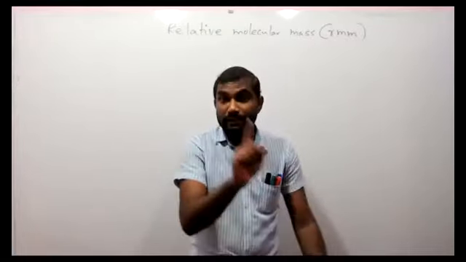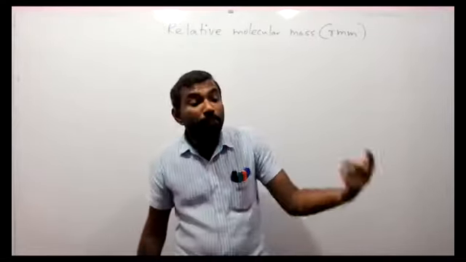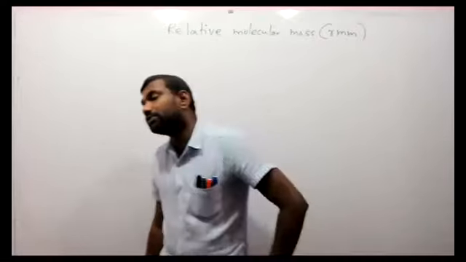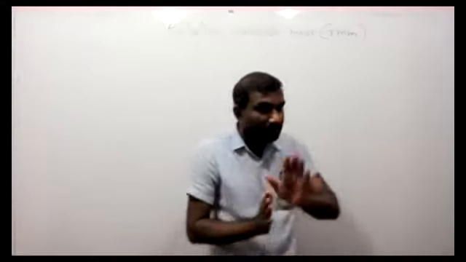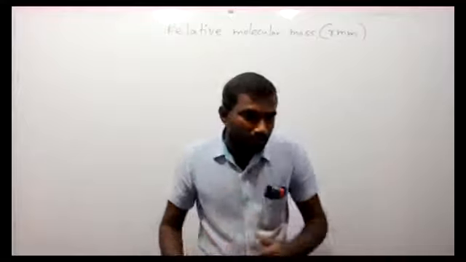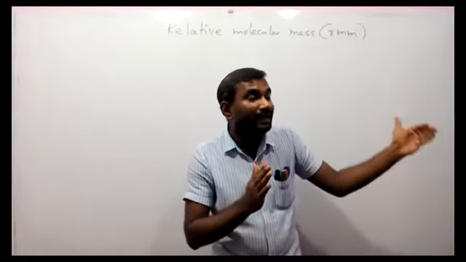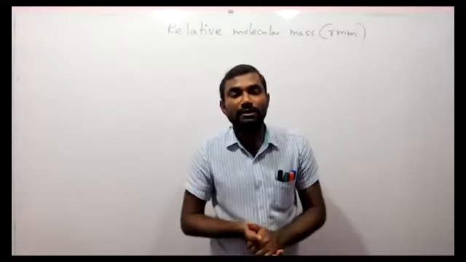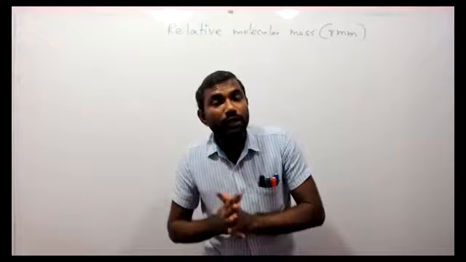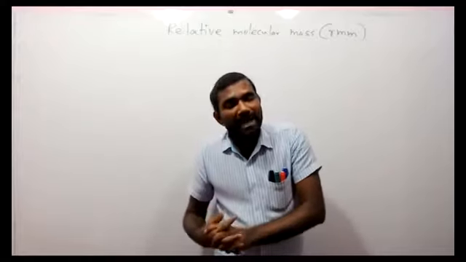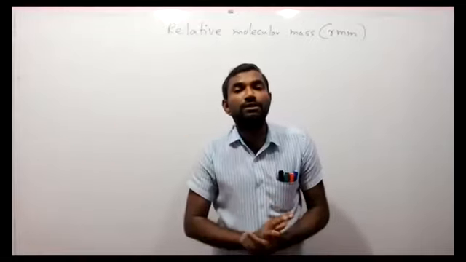The ratio between the mass of one molecule of a compound and 1/12 the mass of an atom of carbon-12 isotope, if I define it like that, is it okay? Relative atomic mass was the ratio between the mass of one atom of an element and 1/12 the mass of an atom of carbon-12 isotope. So if I define relative molecular mass like this, tell me whether it is okay or not. The ratio between the mass of one molecule of a compound and 1/12 the mass of an atom of carbon-12 isotope.